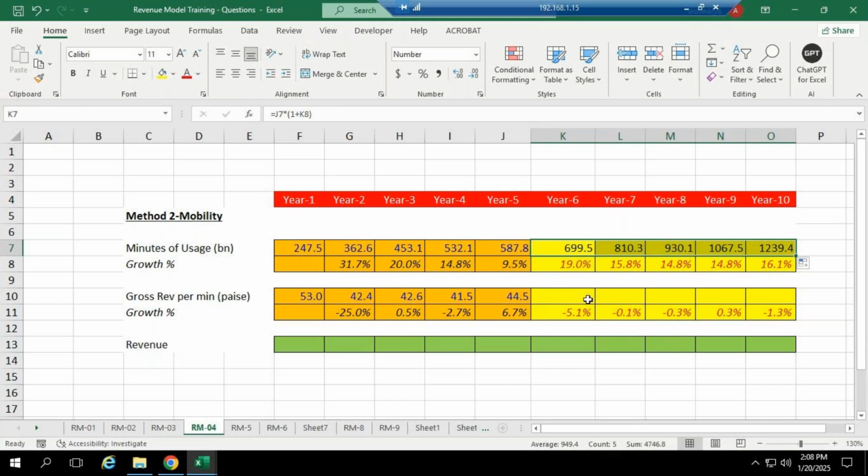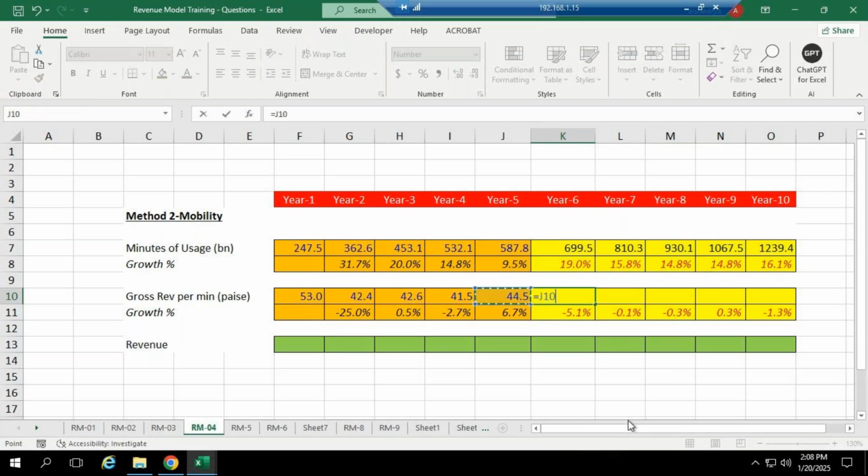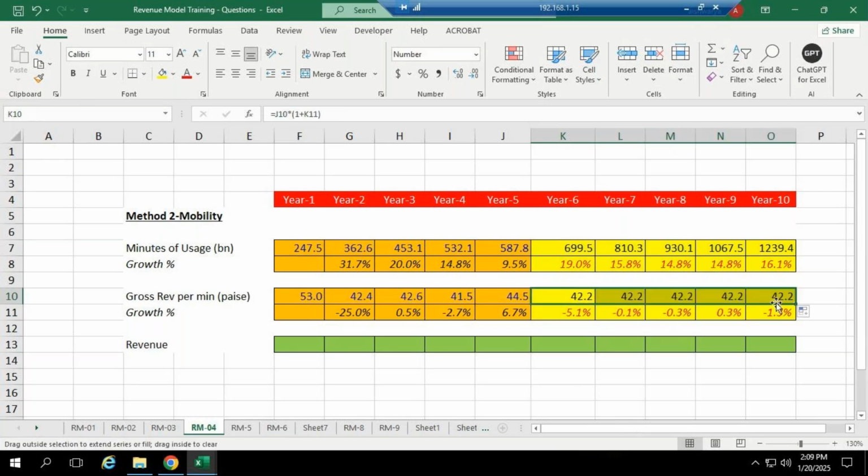Understood, guys? And then again we will calculate this gross revenue per minute. That is in the format of paise, is equal to this 44.5 into 1 plus this value. Close the bracket and then enter. Again you just drag it over here. Automatically you will be getting the answers. Understood?